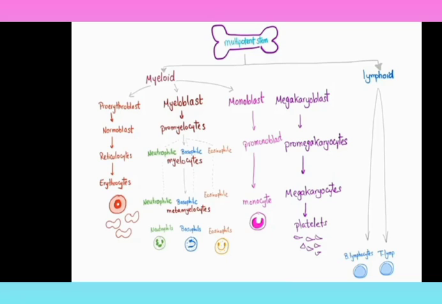Now coming to the lymphoid cells. These lymphoid cells are B lymphocytes and T lymphocytes. So erythrocytes are RBCs, along with neutrophils, basophils, eosinophils, monocytes and platelets. So these are the remaining cells that are mostly seen in our body.